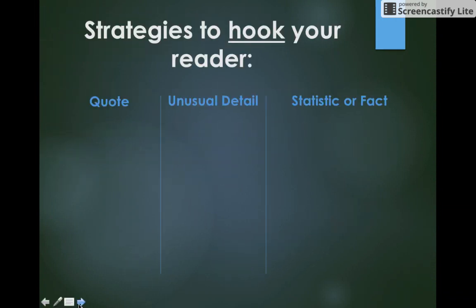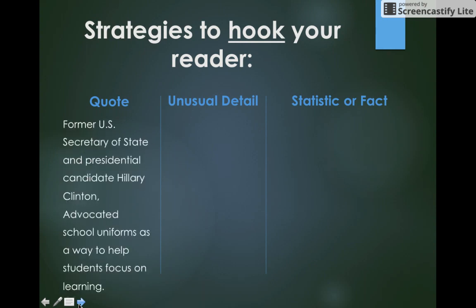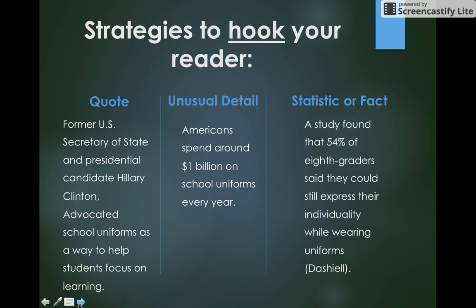There are different strategies to hook your reader, and the first one is a quote, such as this one. Former U.S. Secretary of State and presidential candidate Hillary Clinton advocated school uniforms as a way to help students focus on learning. That's one example that you could use to start your introduction, or you could go with an unusual detail, such as Americans spend around $1 billion on school uniforms every year, or a statistic or fact, such as a study found that 54% of 8th graders said they could still express their individuality while wearing uniforms. That is a fact from a study done by Dashiell. And you notice the percentage, and that tells us that's a statistic.